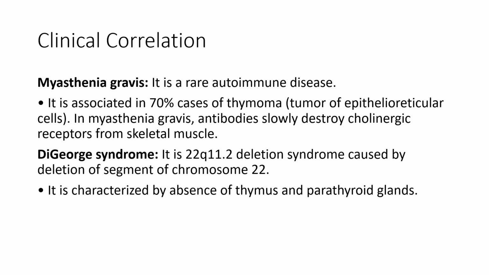Coming to the clinical importance of the thymus, there are two clinical conditions, myasthenia gravis and DiGeorge syndrome. Myasthenia gravis is an autoimmune disease where autoantibodies are formed against the acetylcholine receptor, and there is weakening of skeletal muscle. And DiGeorge syndrome is a congenital syndrome, and it is due to deletion of a segment of chromosome 22. In DiGeorge syndrome, there is absence of the thymus and parathyroid glands.